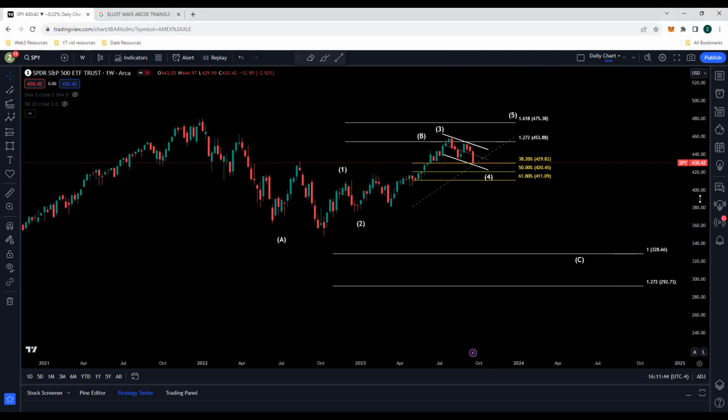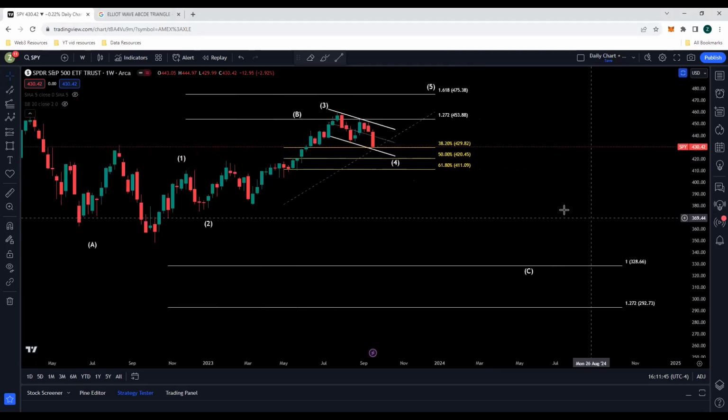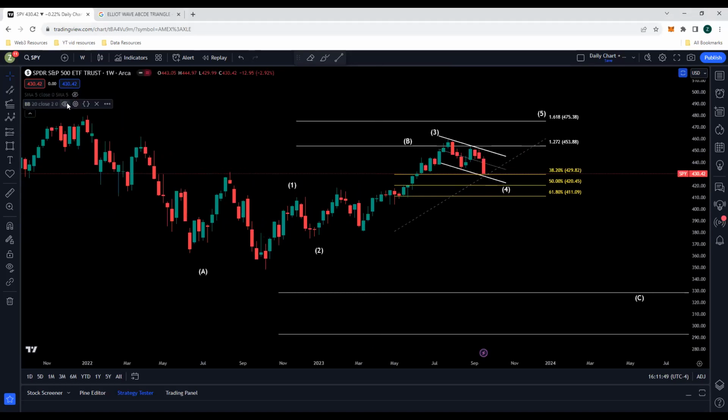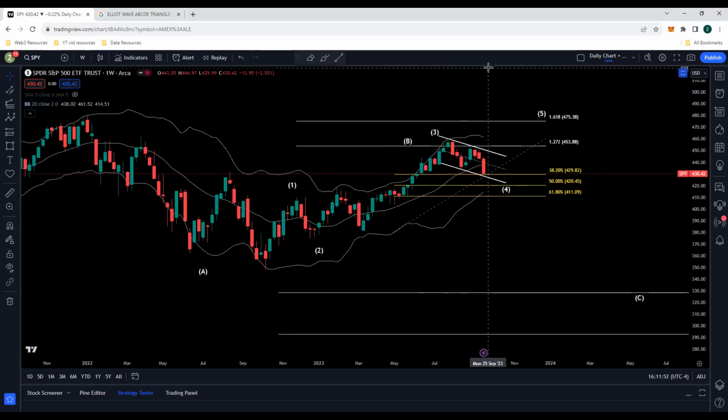Now, it does seem very possible in the short term that we are going to continue heading lower and potentially come down to 425. I'm just going to throw on the Bollinger Bands real quick and show you guys why. Look at what's happened each time that we have broken through our middle Bollinger Band. That's what we're experiencing right now.